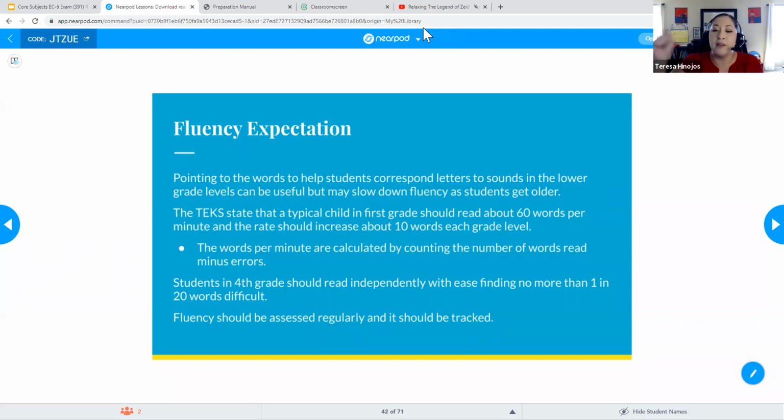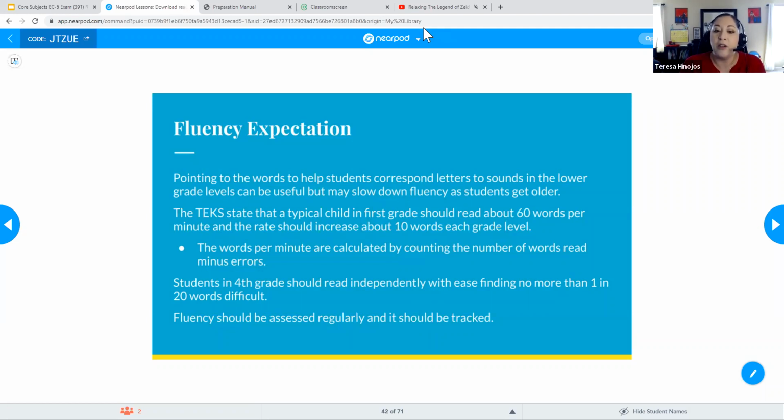So you would just tack on 10 words every grade level, and that's what the fluency rate should be. They calculate that by counting the number of words read minus the errors. So if a student gets through 60 words, but they messed up 10 of them, then their fluency would actually be 50 words per minute. Students in 4th grade should read independently with ease, finding no more than 1 in 20 words difficult. So they should be pretty fluent readers at that age.